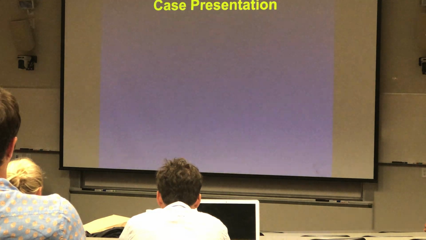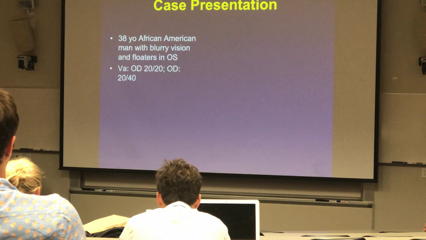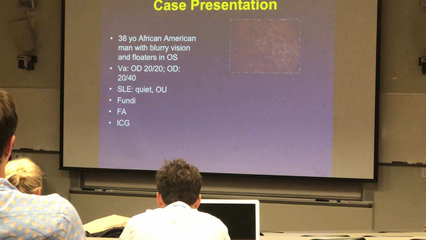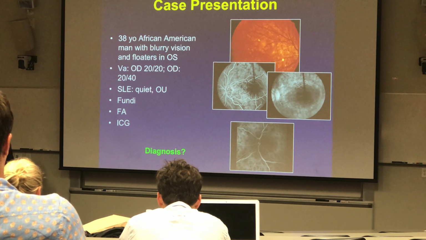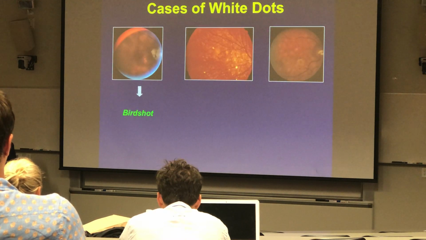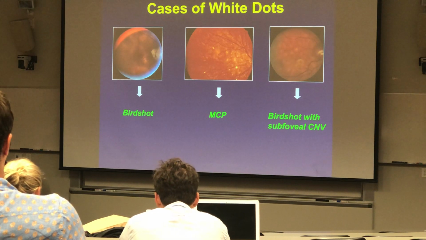So these are two cases, and then this is the third case. This is the African man with blurry vision, 20/20, 20/40. This lesion right away is different from the other one, right? It's much more discrete. It's multiple, and some coalesce together in this aspect here. So this case is Birdshot. In the MCP cases, the lesions are much more scattered around. And the third case is also Birdshot, but Birdshot with CNV.